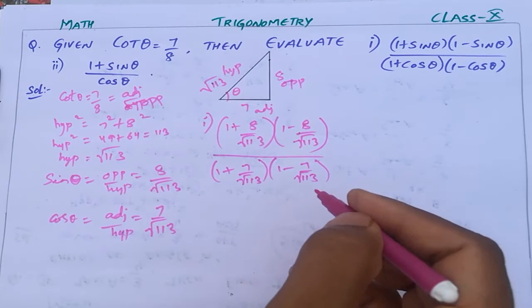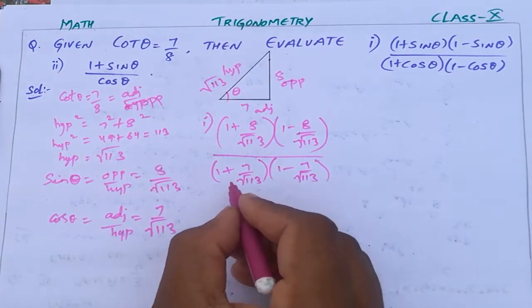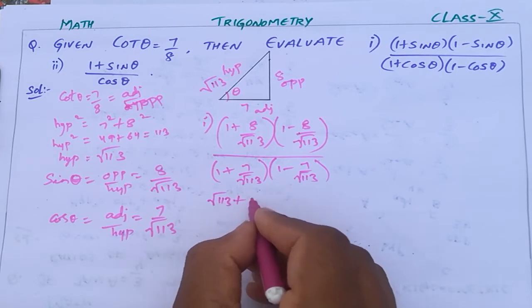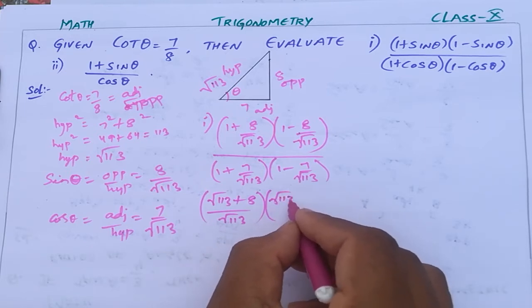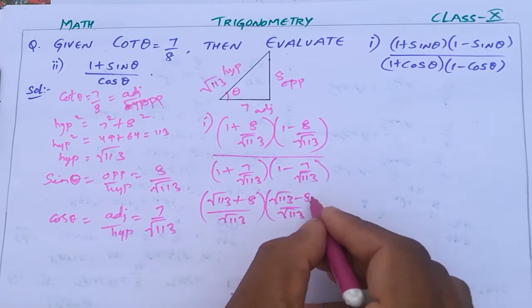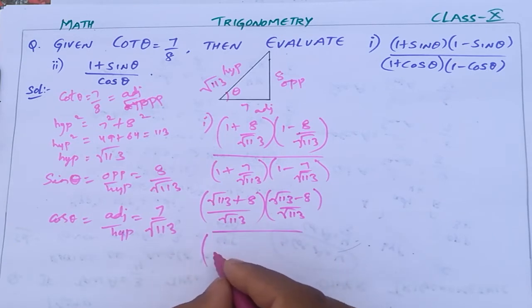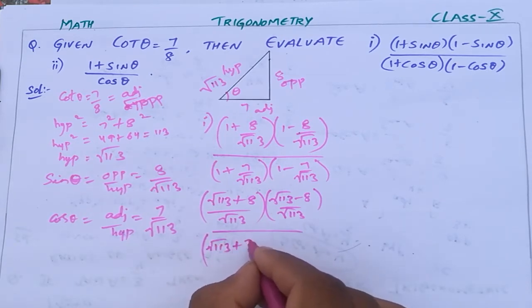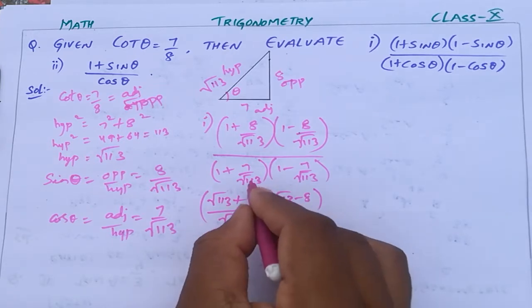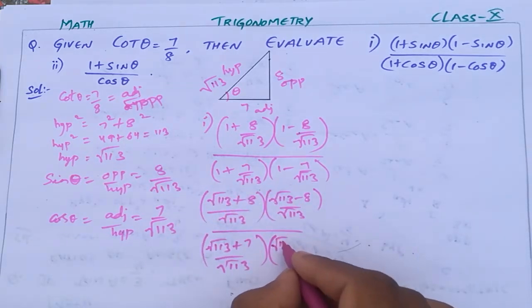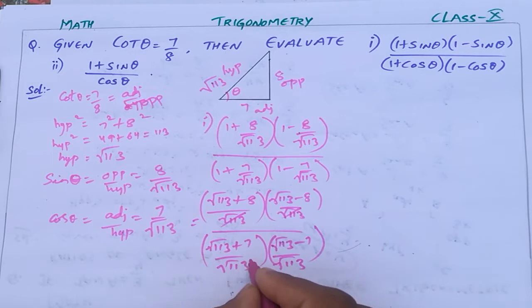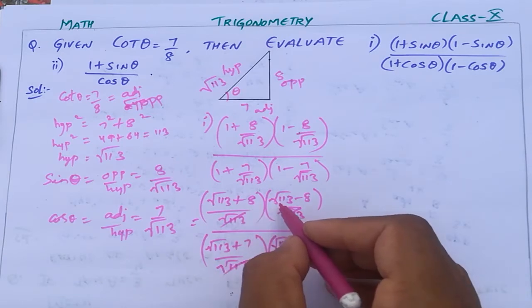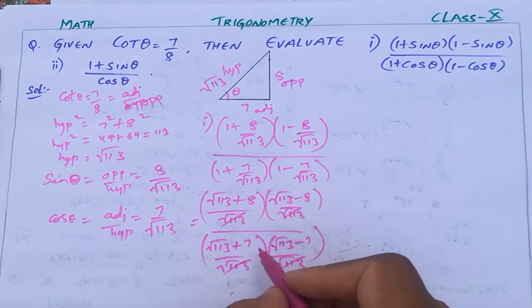In this I am applying the values. Then take the LCM, we get root 113 plus 8 by root 113 into root 113 minus 8 by root 113, divided by, in the new denominator, we get root 113 plus 7 by root 113. That means I am taking LCM 1 into root 113 like that. So root 113 minus 7 by root 113. I can cancel the denominators. Why? Because all the denominators are same. So I can cancel directly. This one is root 113 plus 8 into root 113 minus 8. Down is root 113 plus 7 into root 113 minus 7.